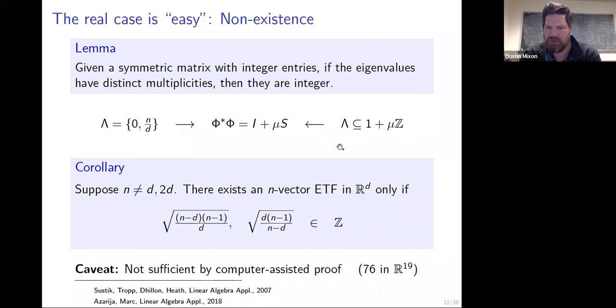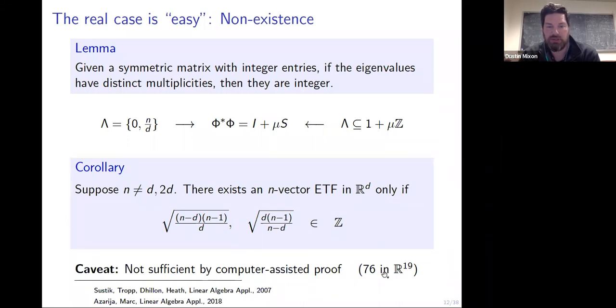So if you unwrap all of that logic, you're only going to have a real equiangular tight frame if both of these square roots happen to be integers. These are square roots of rational numbers, and somehow those have to be integers. So these are extremely strong conditions on numbers of vectors and dimension of the space for a real equiangular tight frame to exist. But it's not so strong that these are sufficient conditions.